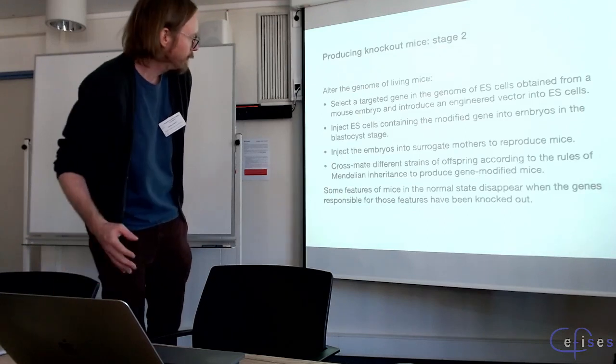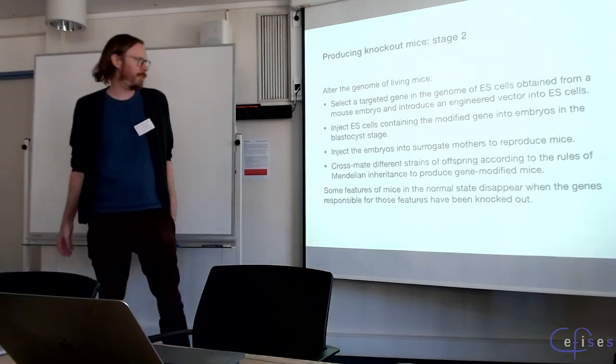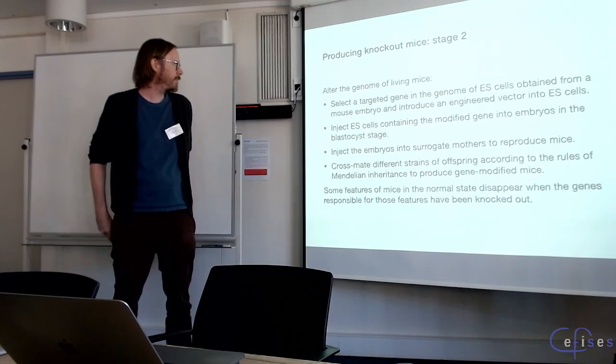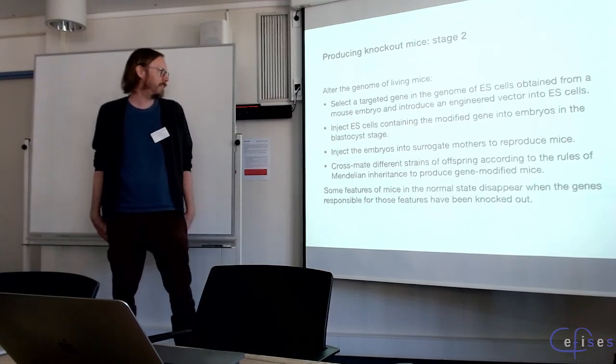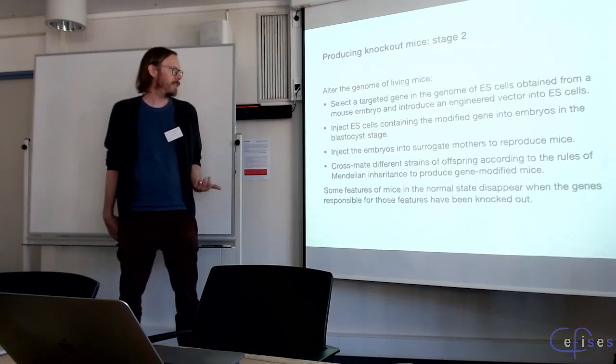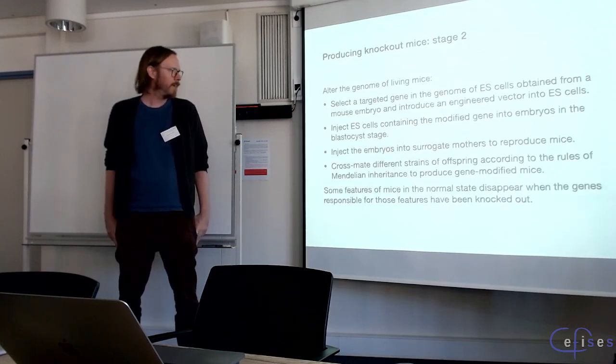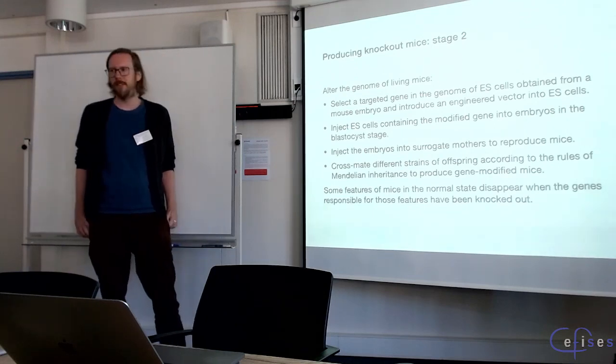Okay, so we've been talking about cells. How do you alter the genome of living mice? This is the next stage. You select a targeted gene in the genome of embryonic stem cells obtained from a mouse embryo and introduce an engineered vector into ES cells.